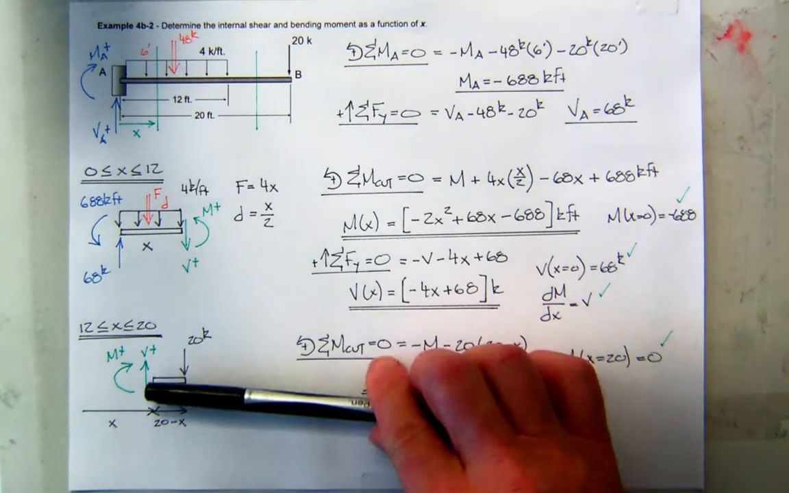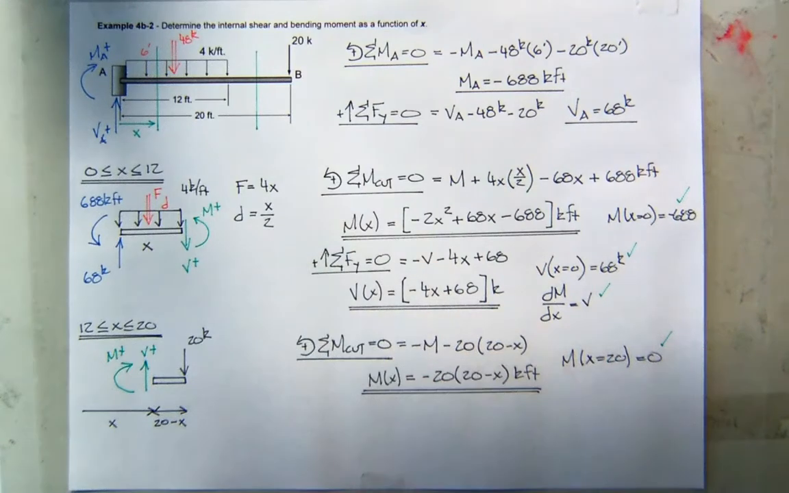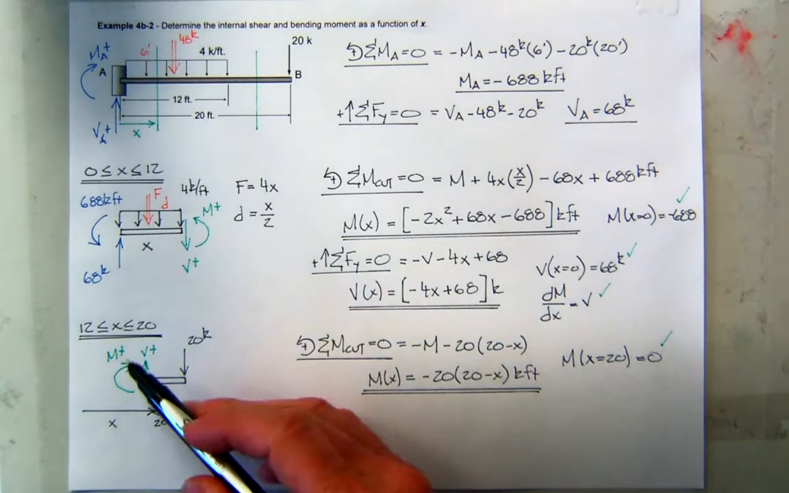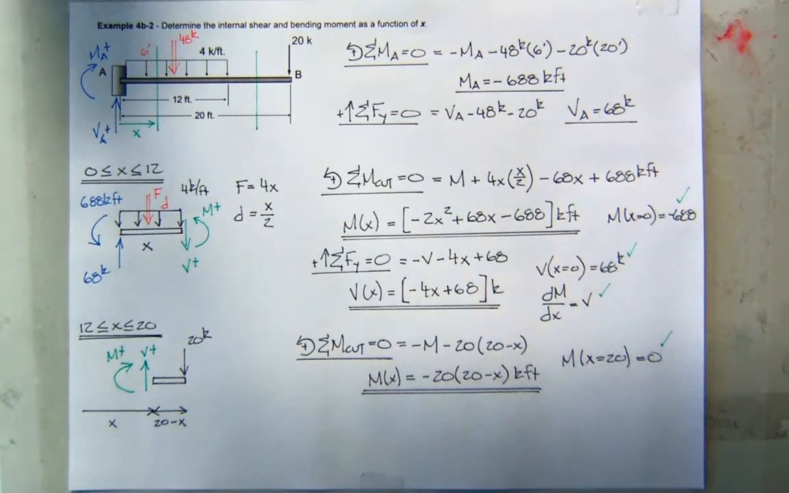Remember, positive shear is going to make the thing want to rotate clockwise. See, it's going to try to rotate clockwise. And if you get out your paper and bend that corner, you should see this thing try to turn into a smiley face. That's why that's positive moment.